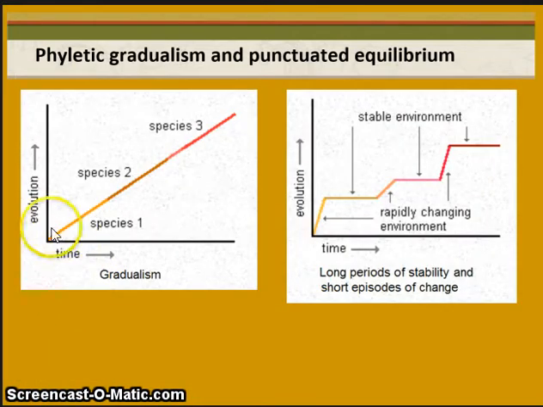Here's another diagram of phyletic gradualism. This is time across this axis and evolution. What you can see here is, again, a single species evolving over time into a second species and then eventually onto a third. So it's long and gradual. Punctuated equilibrium, on the other hand, means that there are brief periods where you see rapid development of different species. In this case, when you look at the fossil record, you see that there are no intermediate forms.